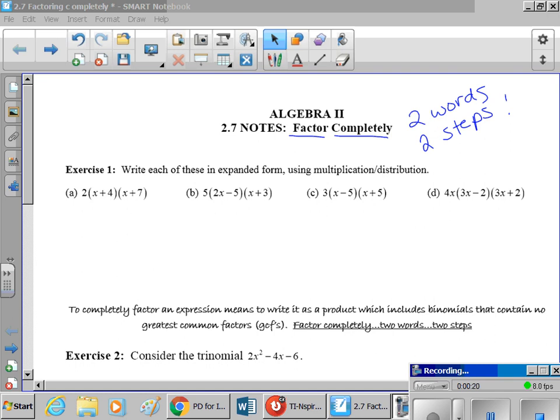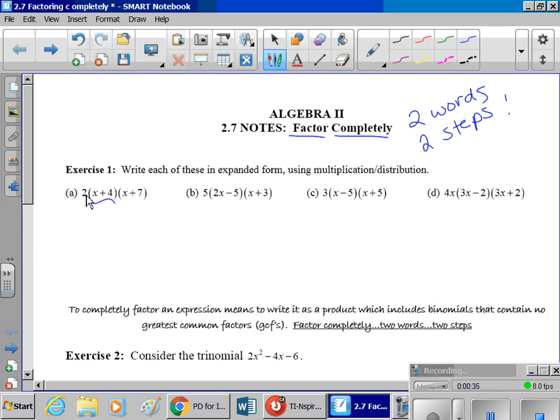But before we get into that, let's start with some practice here in exercise 1 that says write each of these in expanded form using multiplication or distribution. So when I see a situation like A, the first thing I usually like to do is factor my 2 binomials first, because I can do that pretty quickly, at least in my head. So this becomes x squared plus 4x plus 7x plus 28, which is x squared plus 11x plus 28. But don't forget that we have a 2 out front.